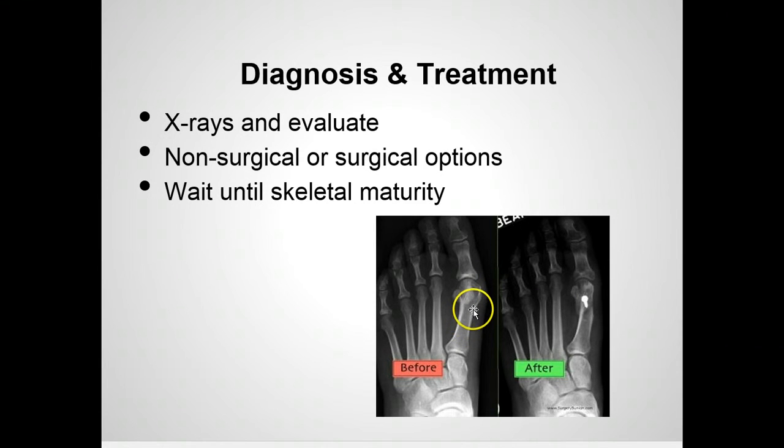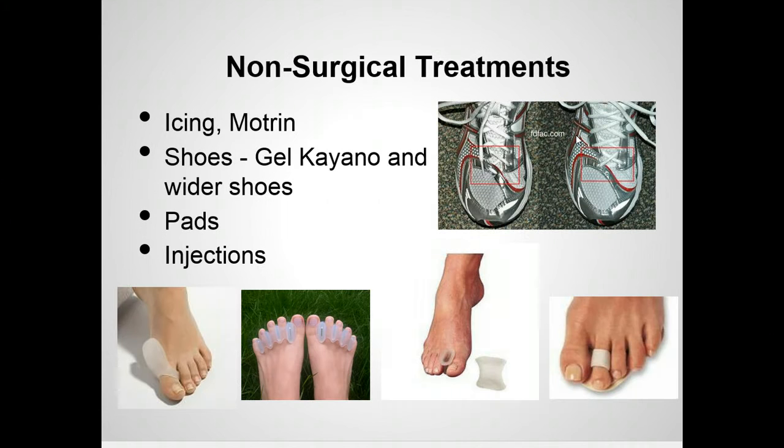And depending on the type of the bunion, you may go further back. The further back you go, the less you need to correct. Okay, so if you go back here and take a little wedge of bone out, it really shifts the whole thing over. So initially we get x-rays, we talk about non-surgical and surgical options, and the key for children or younger people is you want to wait till their skeletal maturity has happened.